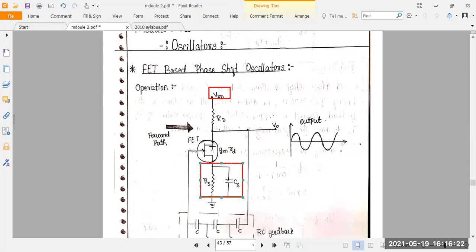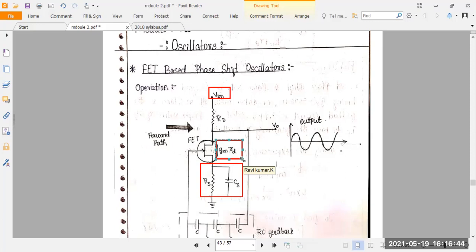Then the gain of the channel between the drain and source is gm into RD. This point is very important. The gain of the channel is gm, the transconductance, multiplied by the channel resistance, that is RD. RD is the channel resistance and gm is the transconductance.